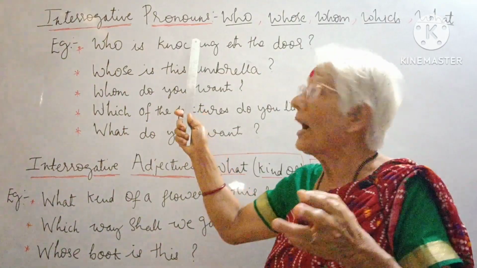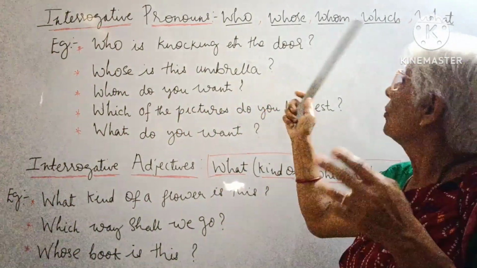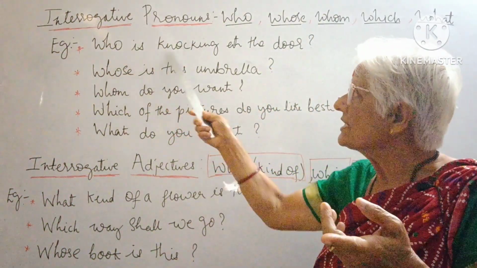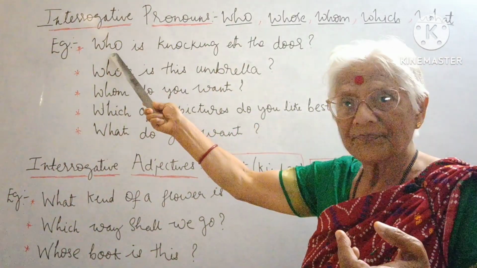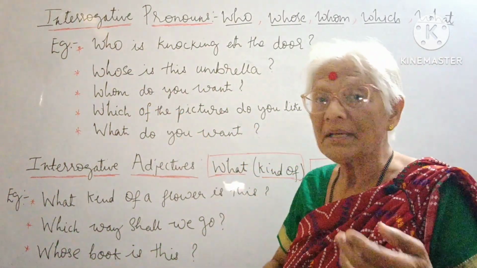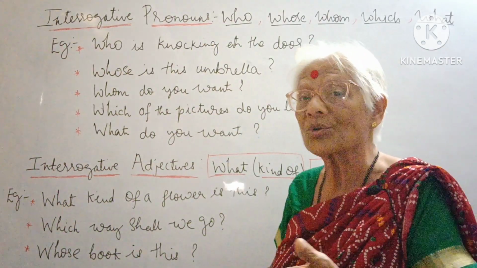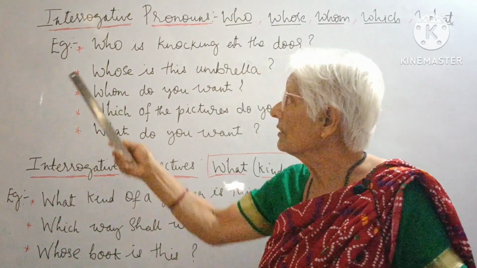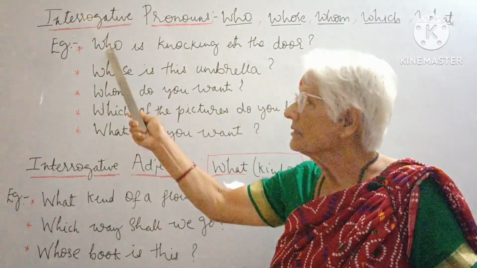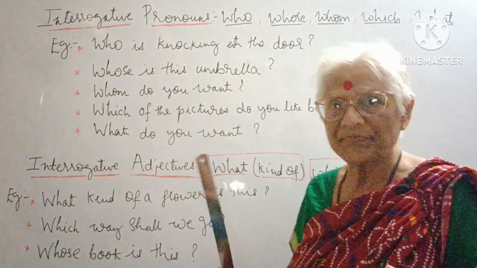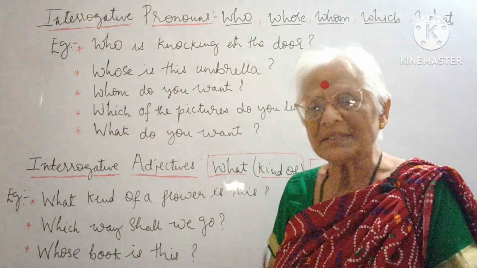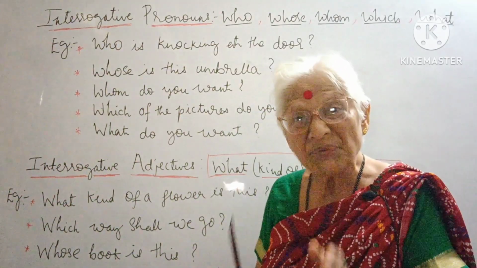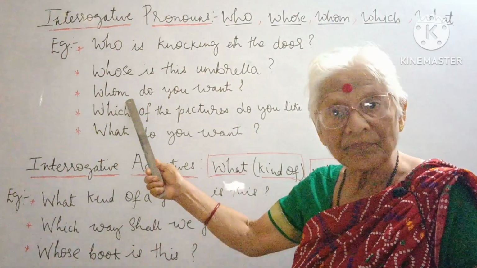Now, interrogative pronouns, you have who, whose, whom, which and what. See the first example. Who is knocking at the door? Who? Maybe you can say the postman is knocking at the door, or the servant is knocking at the door. So you specify your answer with the WH question. Okay? Second one. Whose is this umbrella? Now here, this umbrella is mine. This umbrella is yours. So I specifically answer to the question whose.